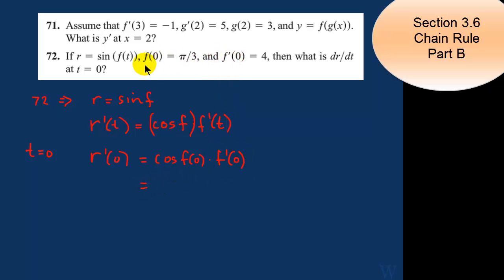So what is f of 0? Right here it says that f of 0 is pi over 3. So we're evaluating the cosine of pi over 3 times f prime at 0, which is equal to 4. What is the cosine of pi over 3? That's a 60-degree angle, so the cosine is 1/2 times 4. That's equal to 2.